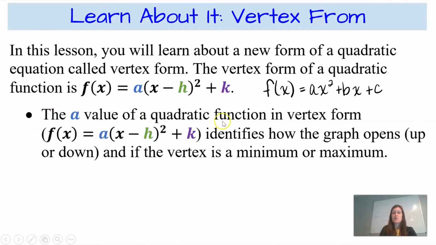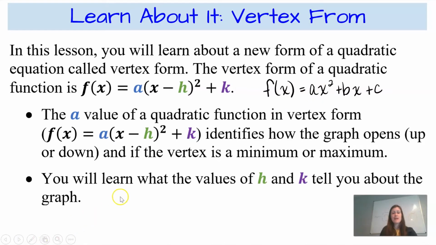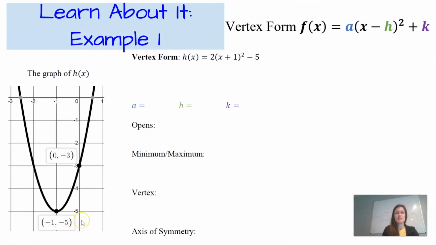The a value of a quadratic function in vertex form identifies how the graph opens. It can either open up or open down, and it tells us if the vertex is a minimum or a maximum. That's the same information that the a value of a quadratic function written in standard form told us. Today, we're going to learn what the values of h and k tell us about the graph of a quadratic function. So let's begin with our first learn about it, which is example 1.